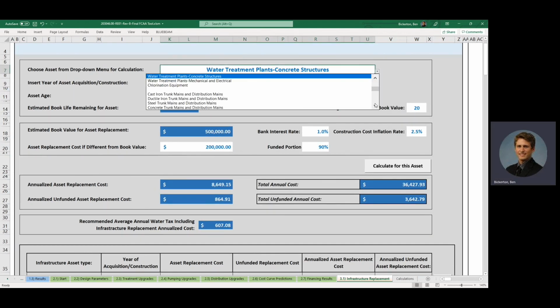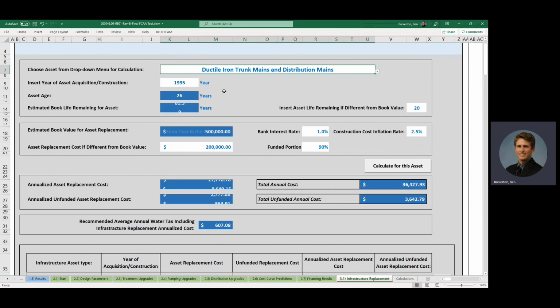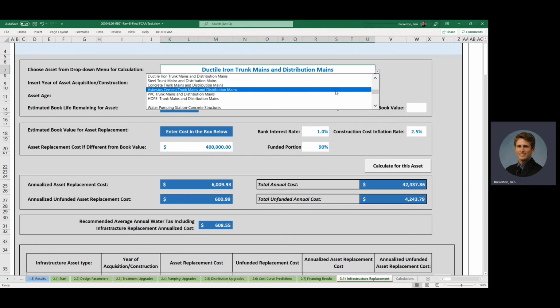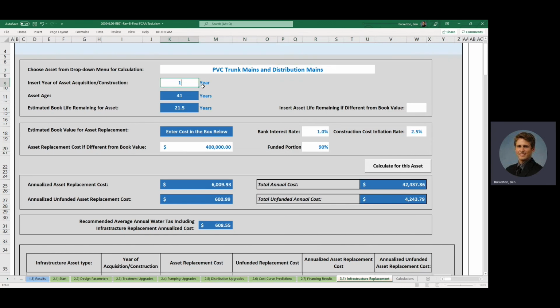So we can continue through and add a number of assets. We'll say some ductile iron mains from say 1980. We'll use the book value, so we'll remove that 20 years, and we'll say there's $400,000 worth of ductile iron main to be funded at the same rate again, 90% in 40, 45, 46 years. Go through again and add some PVC pipe, which is more recent perhaps, half as much. Add that to our list.